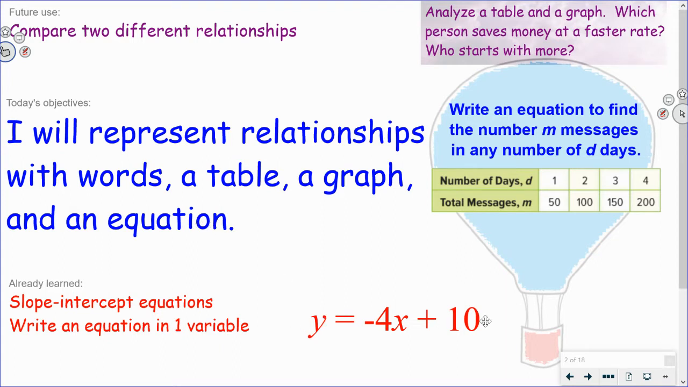Now we have done this. We've represented relationships with equations before, slope-intercept equations. We've also written equations in one variable. Goal is going to be, hey, if I give you a table, can you write an equation, or can you graph it, or can you write it in words? Eventually we will be comparing different relationships. That's like you got two people saving money, one's represented with a table, one's represented with a graph. Okay, who saves faster? Who starts with more? But for today, let's just focus on one relationship.